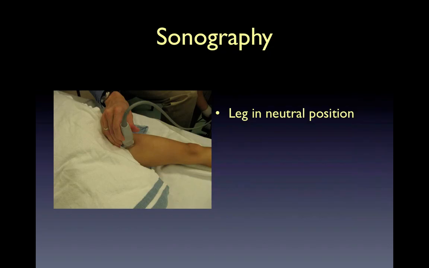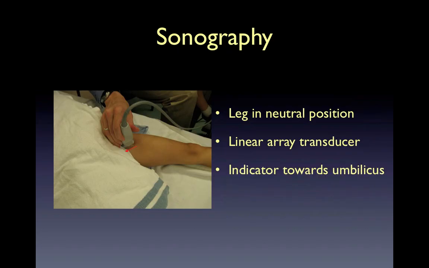Now on to sonography. We will position the patient with the lower extremity in the neutral position, and in most cases we'll be using a high-frequency linear array transducer. In some large-sized adults, we may want to try a low-frequency phased array probe. The transducer will be oriented in plane with the femoral neck such that the probe indicator, or bump, points towards the umbilicus.